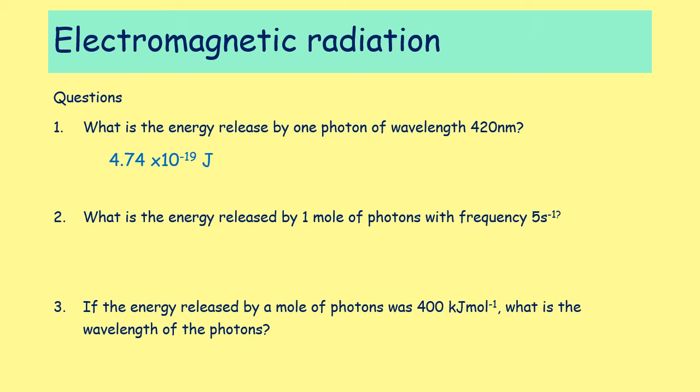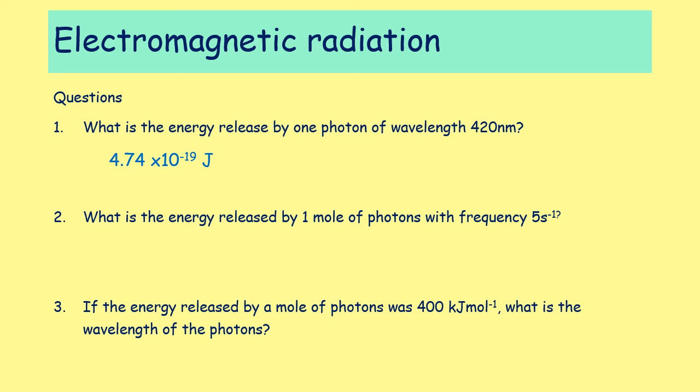So the first question is, what is the energy released by 1 photon of wavelength 420 nanometers? Now I asked for the energy of 1 photon, not a mole of photons. So we're using E equals hc over lambda for this. You needed to convert 420 nanometers into meters, which is 420 times 10 to the minus 9. And when you do the equation, you should get 4.74 times 10 to the minus 19 joules.